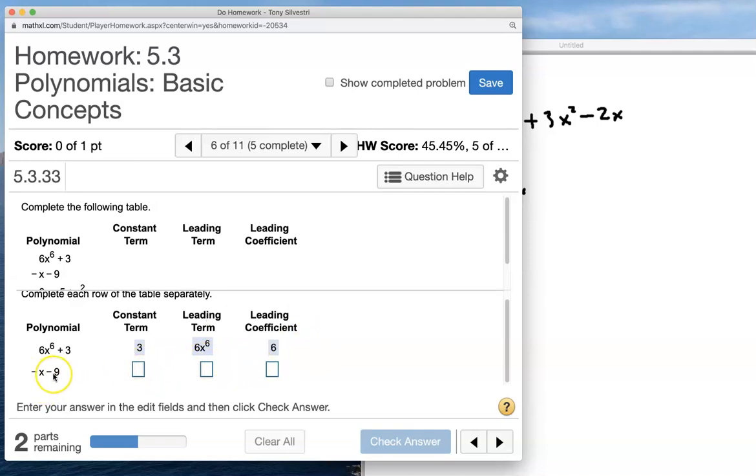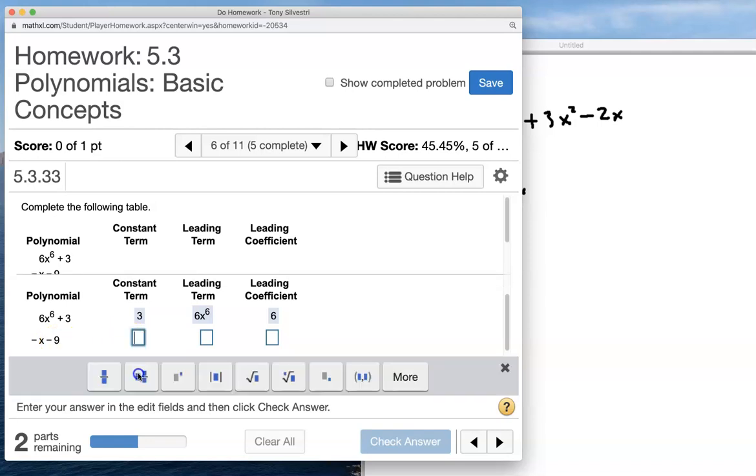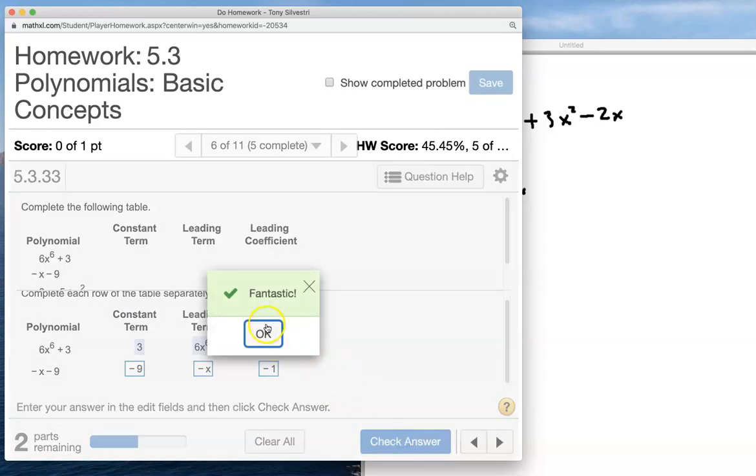Okay. This is a polynomial. It doesn't have any powers in it, but it does. It's implied there's a power of 1 here. The constant term is the -9. Remember, when you're dealing with this, it's always the number with the sign in front. It's -9. I can't emphasize that enough. The leading term is minus x. This is the leading term. And minus x implies that there's a -1 number in front of the variable, so the leading coefficient is -1. Check your answer. Fantastic.